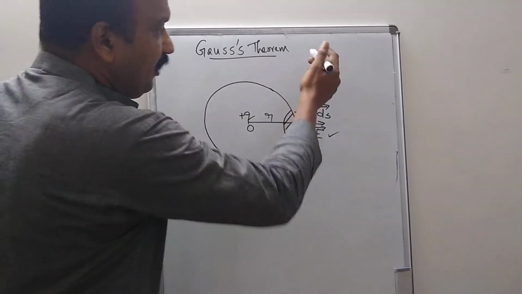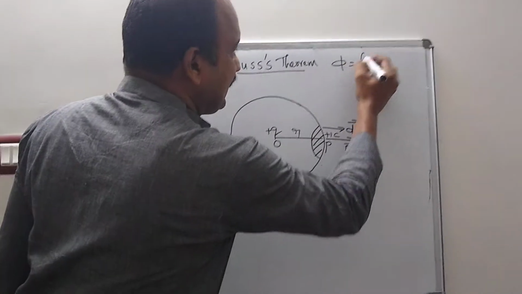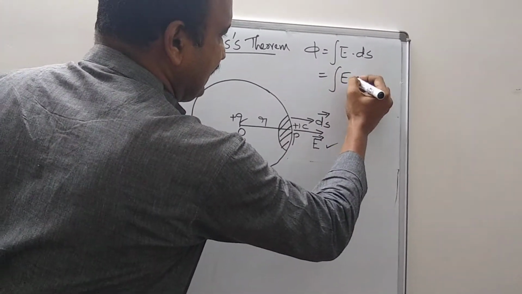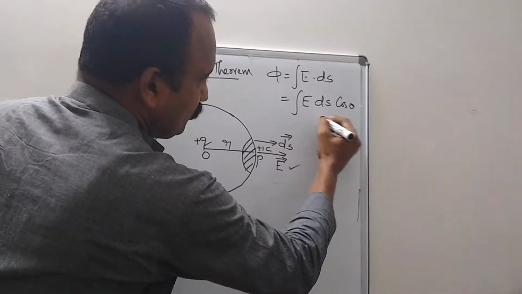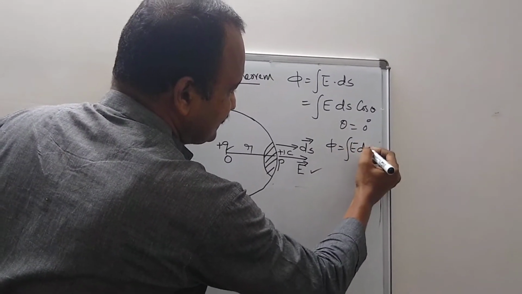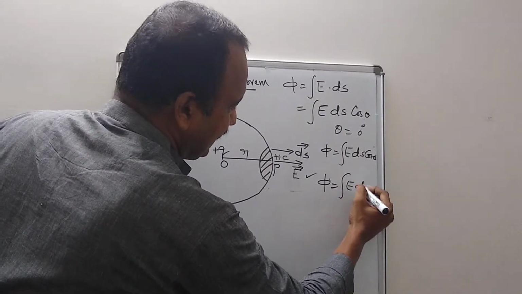Second one, now you find the value of E dot ds. So phi is equal to integral E dot ds is equal to integral E ds cos theta. A dot b is equal to ab cos theta. Theta is equal to 0 degree. Therefore phi is equal to integral E ds cos 0.